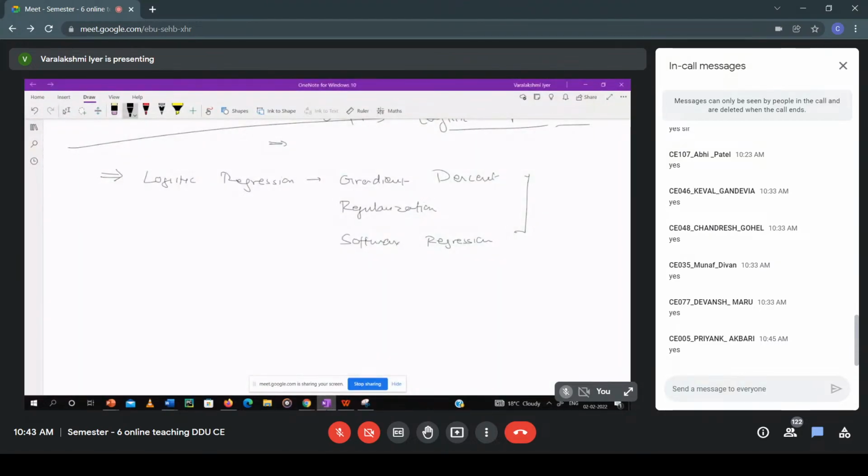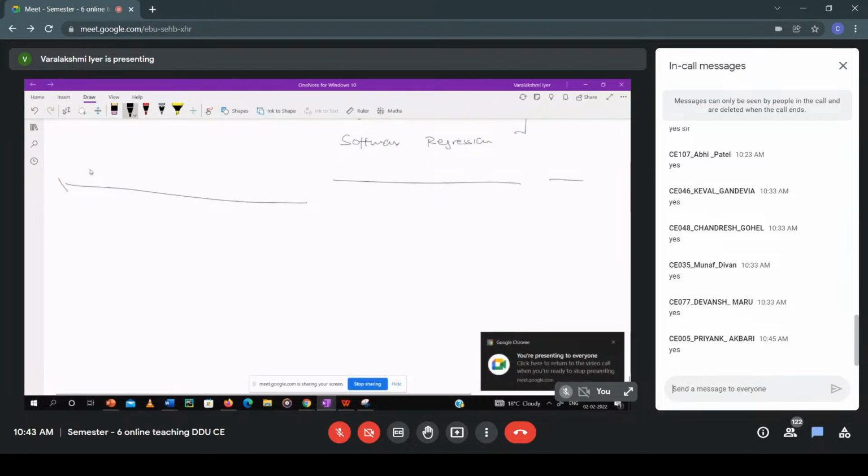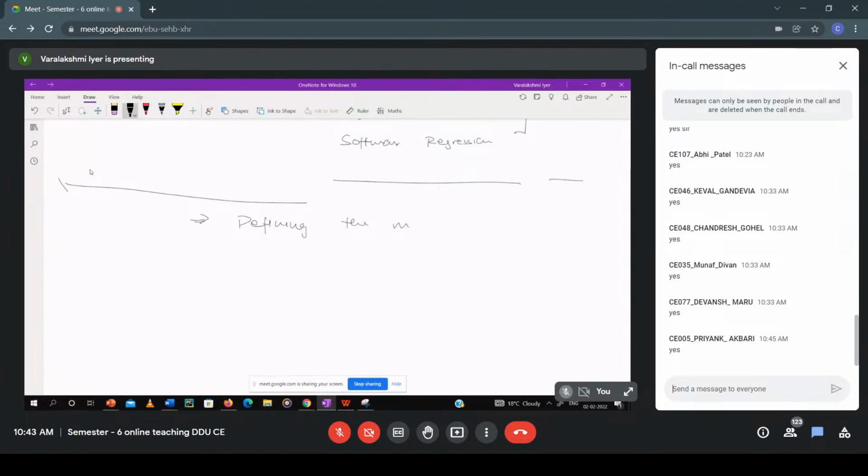Okay. So let us start our further discussion on logistic regression. So far in the previous lecture, what we discussed about logistic regression was we started our discussion on defining the model for logistic regression, which was h of x is equal to 1 upon 1 plus e raised to minus z.